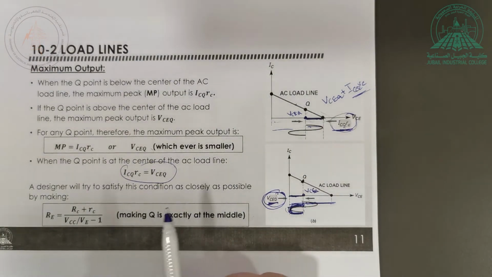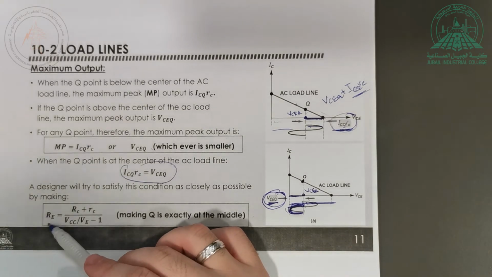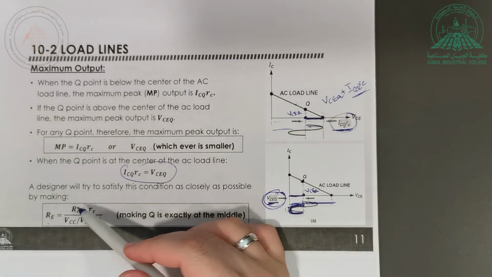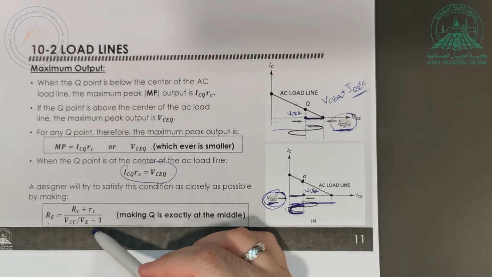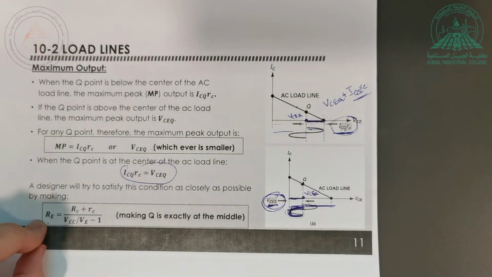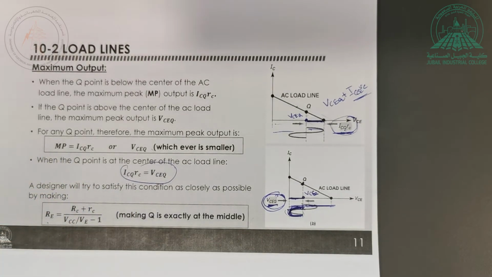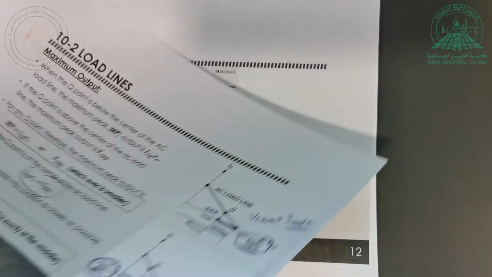You can make it one way to do it. And this is like an empirical equation. You can apply this equation by making RE equal to RC plus RC divided by VCC divided by VE minus 1. If you just apply this condition, then automatically the Q point will go to the middle. So you can set all the other parameters, and at the end play with RE such that the Q point is going to be in the middle of the load line.